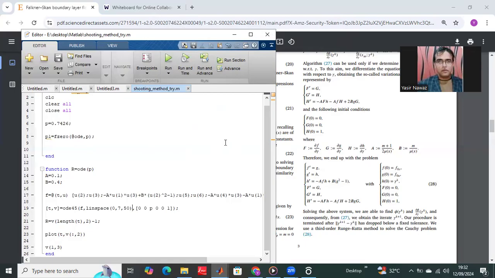In my upcoming video or videos, I will try to apply Runge-Kutta 4 or some other numerical method to solve this equation. Okay, I end this video here.